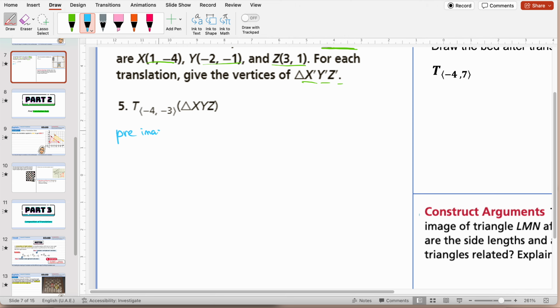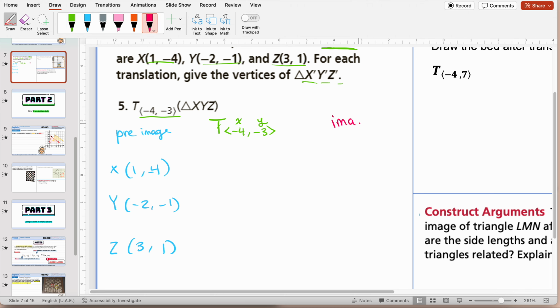Pre-image. What is x? What is y? What is z? Then my translation is negative 4, negative 3. Negative 4 on x, negative 3 on y. And then what I want is the image, the result. Let's do it.